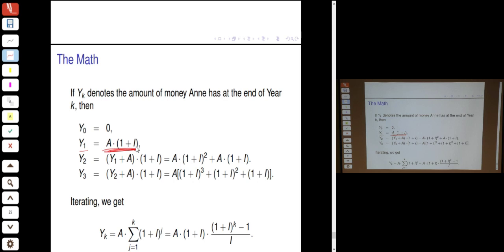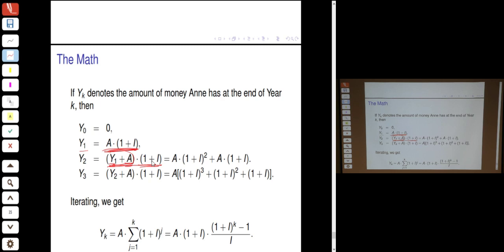After the first year, the second year begins and Anne saves again $A at the beginning of the second year. So now she puts into the bank. Of course, the bank has her previous Y1 dollars, but she puts her additional $A of savings. So she starts the second year with Y1 plus A dollars of savings, and because of the annual interest rate, at the end of the second year, this Y1 plus A dollars becomes inflated by a factor of 1 plus I to Y1 plus A times 1 plus I dollars.